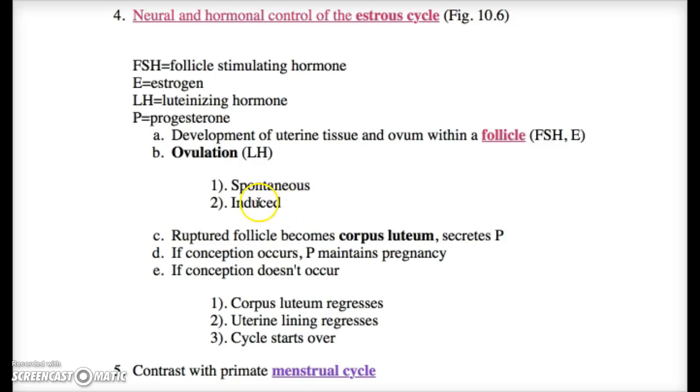But there are many species that are what are called induced ovulators. And in those species, ovulation does not happen unless the female mates with a male or has other kinds of sensory stimulation from the male. And mainly what I'm talking about with other sensory stimulation is they encounter chemical substances that are carried in the male's urine.